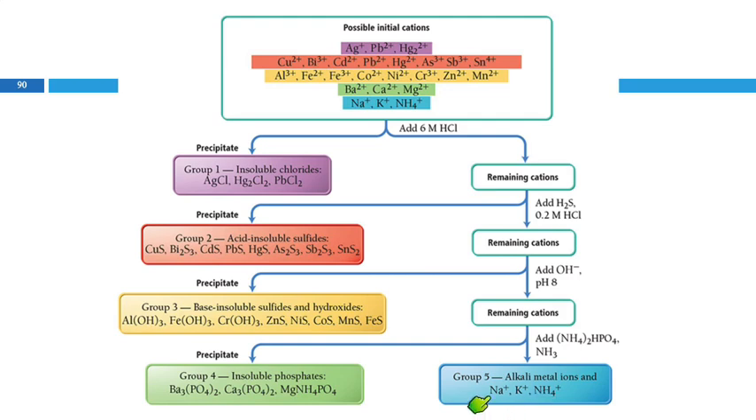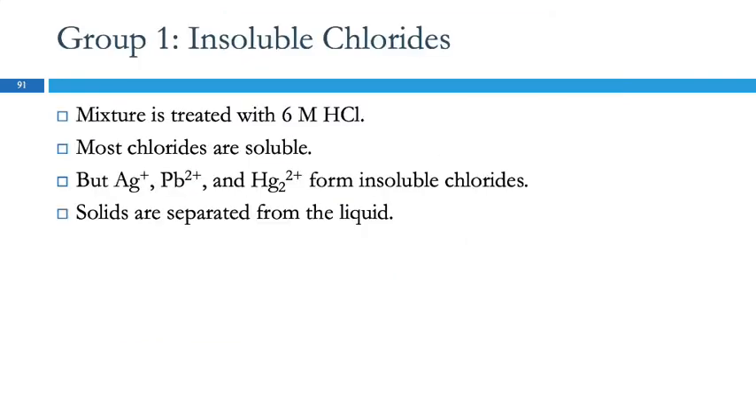And then what we've got left are the alkali metals and ammonium. Sodium, potassium, ammonium. There's nothing that precipitates them. So how do we identify those guys? Well, we'll get to it. So this is the long version. Most chlorides are soluble. So if you remember from the rules, these are the exceptions, right?